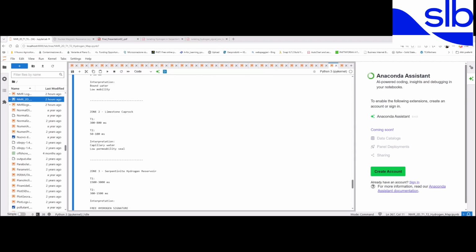The limestone has this value, the limestone cap rock. The interpretation is capillary water, a low permeability seal. So the limestone cap rock has a T2 relaxation time near 18 milliseconds.